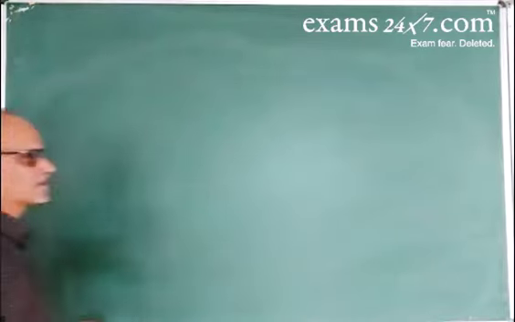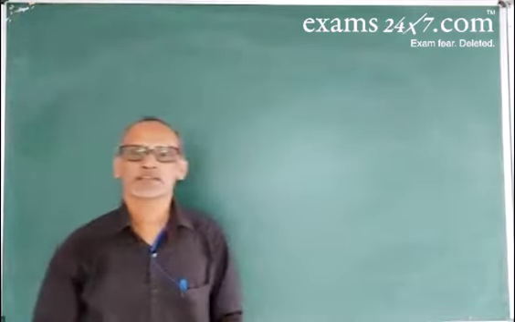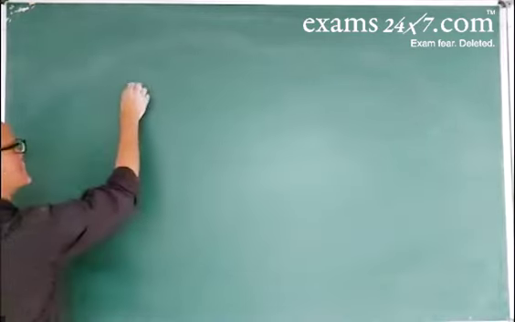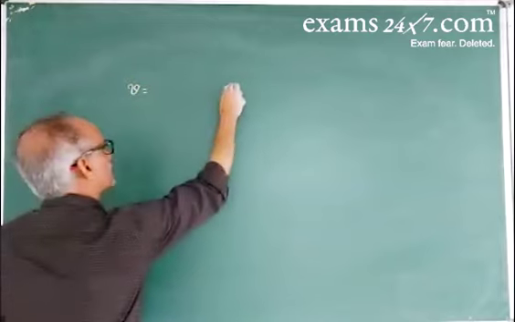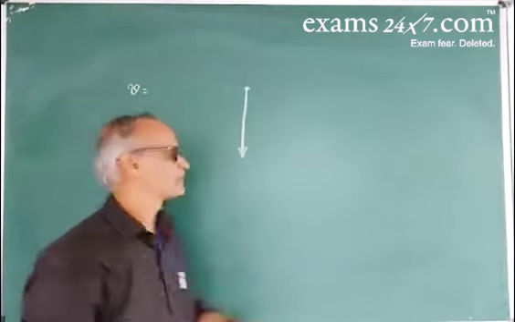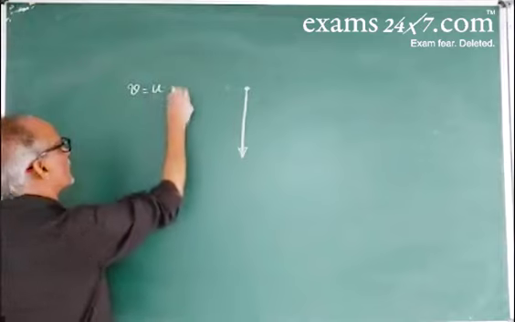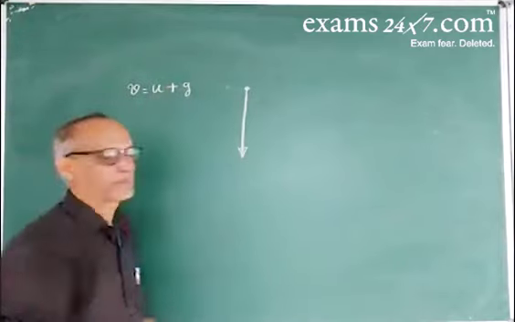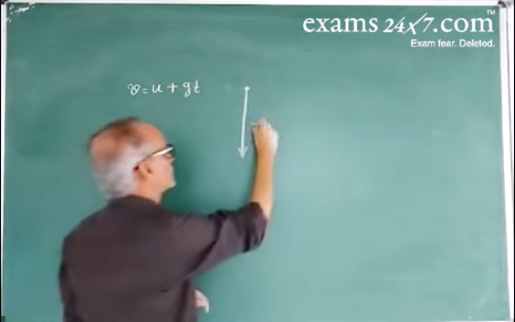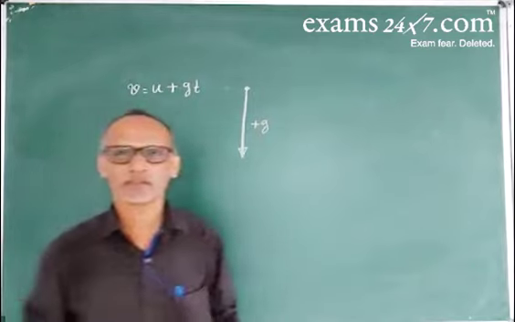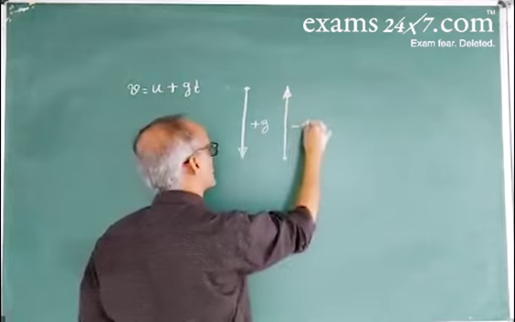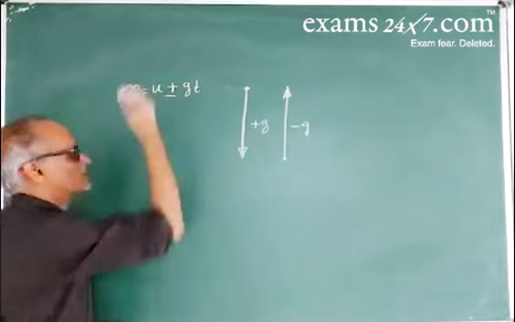So now let us use these equations of motion for a body which is moving under the action of gravity. When a body falls due to gravity, we can always use v is equal to u plus g into t, where a is equal to plus g for a freely falling body, and when a body is thrown vertically upward, the value of a is taken as minus g. So therefore I'm going to write plus or minus g.